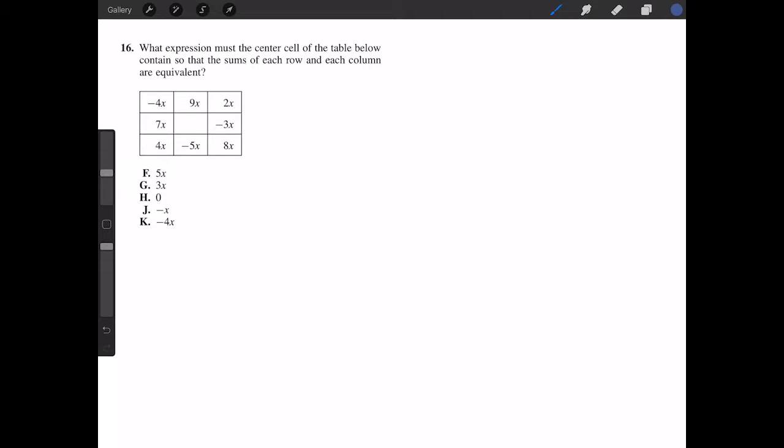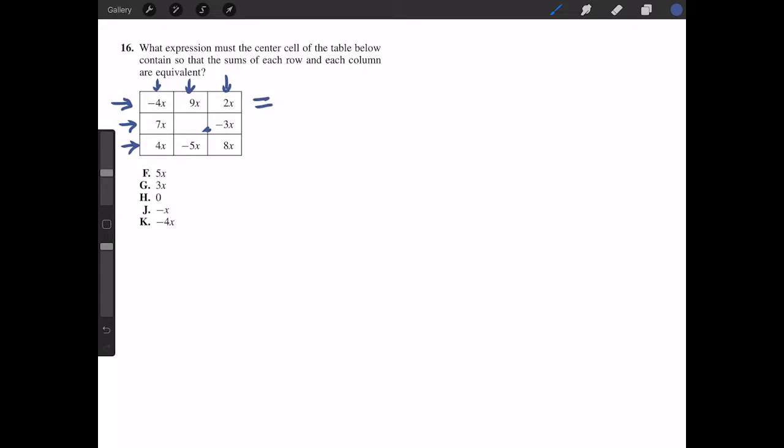For problem 16, it reads, what expression must the center cell of the table below, this one right here, contain so that the sums of each row and each column are equivalent? In other words, if we were to add each of these rows or each of these columns, we would need to find the exact same answer. So let's just add one of the columns or one of the rows.